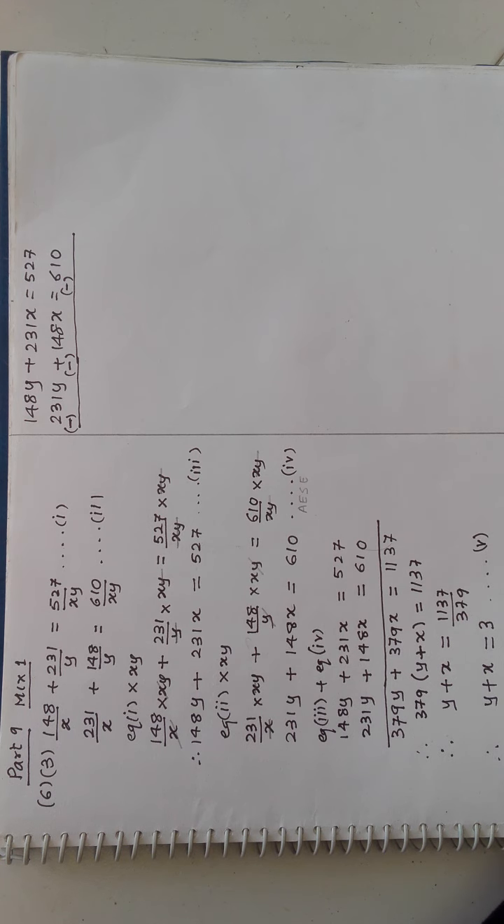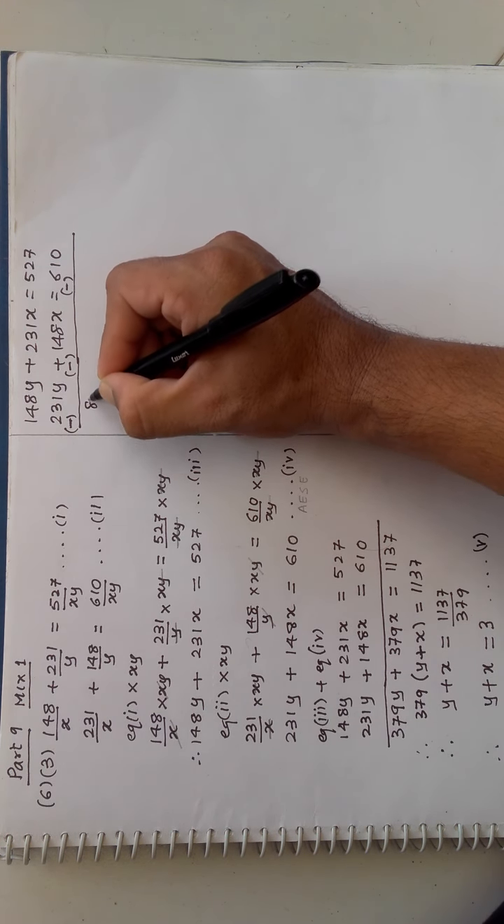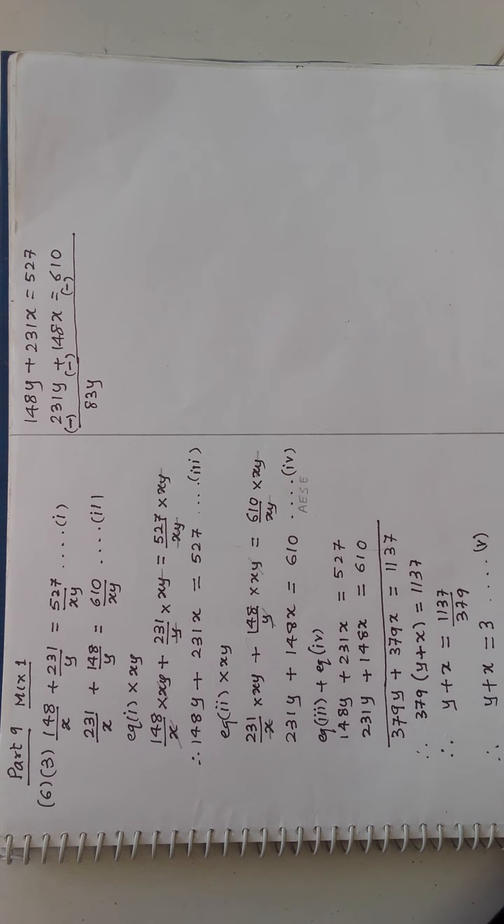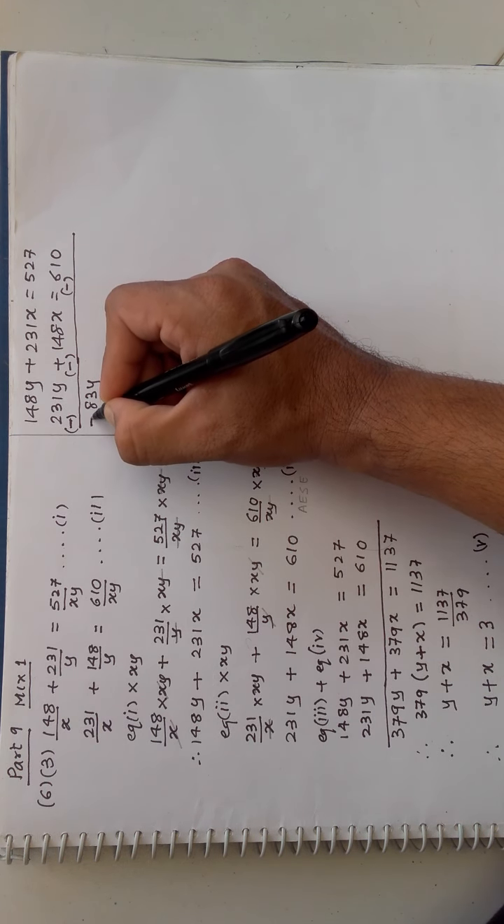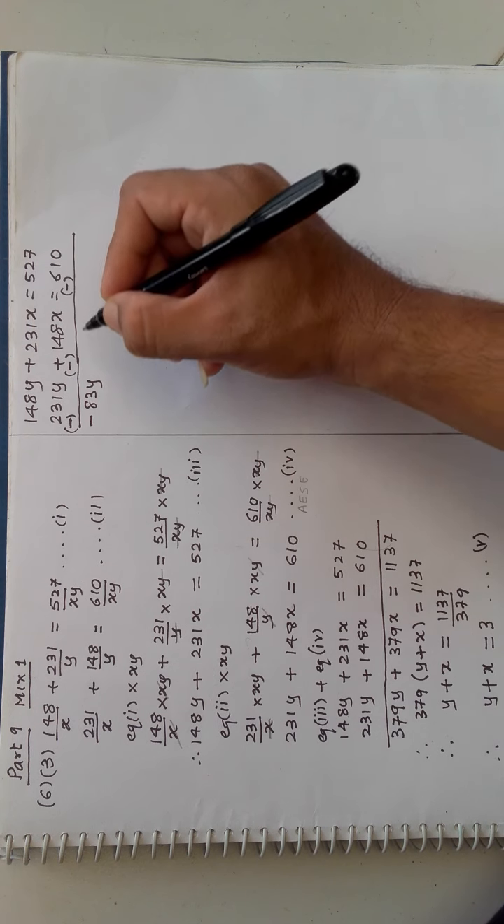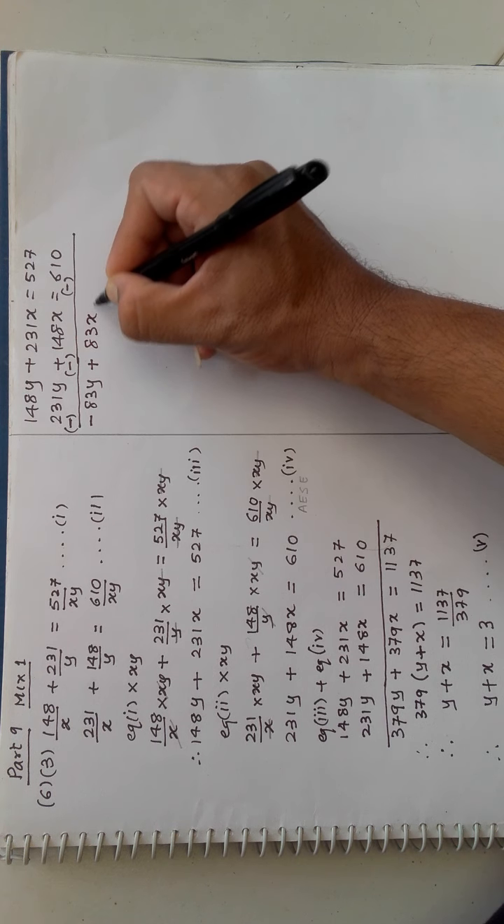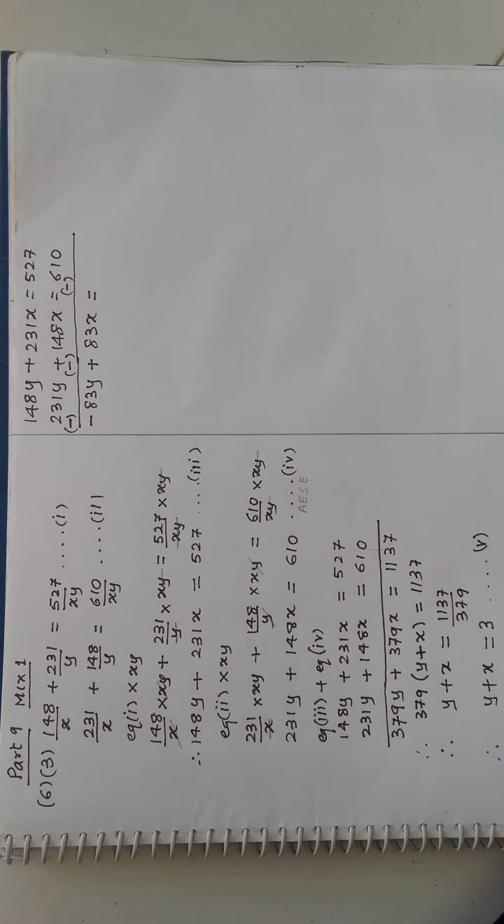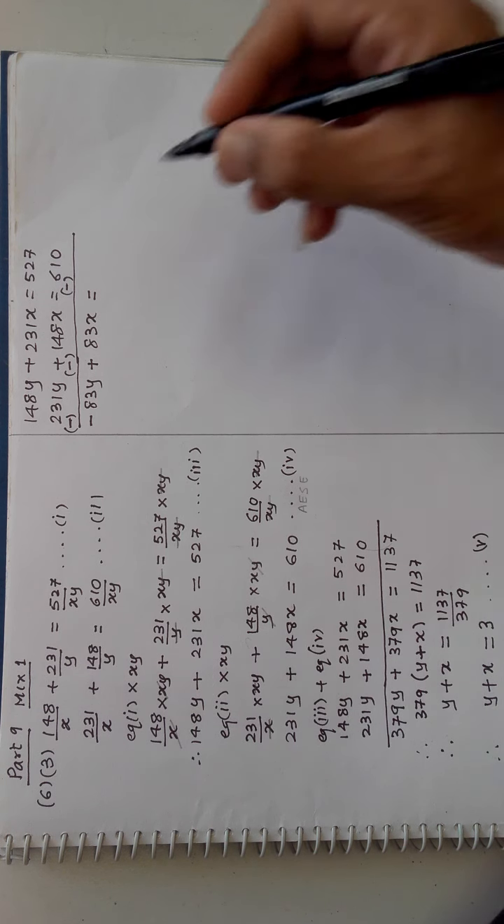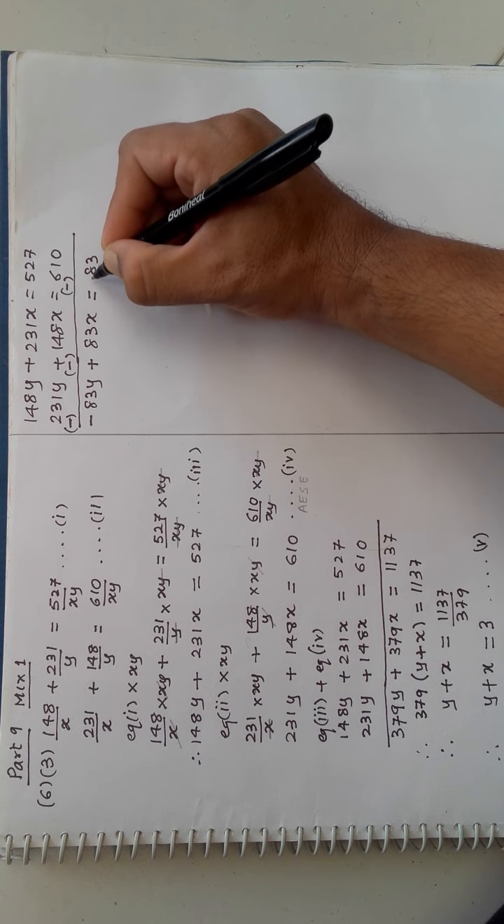The signs are different, so obviously I am going to subtract. So 231 minus 148 will become 83. So I get here 83y. But the larger number is 231, so I will have the minus sign. Among these, the larger is plus, so plus sign, and both have different signs. So you will get the same number, 83x. Now this is 610 minus 527, that also is 83, with the sign of the larger number.